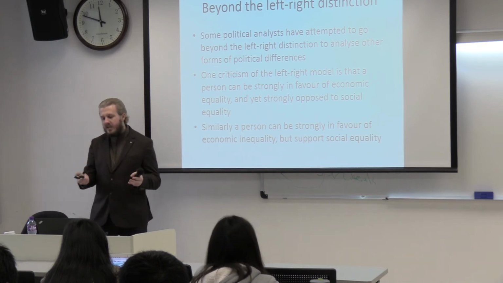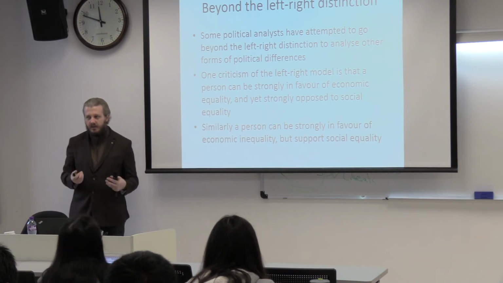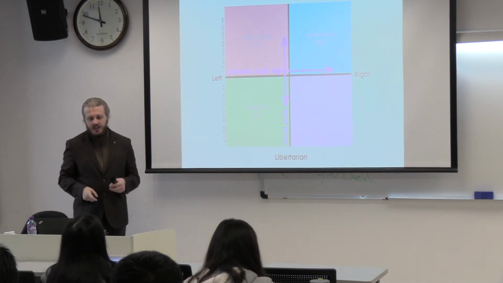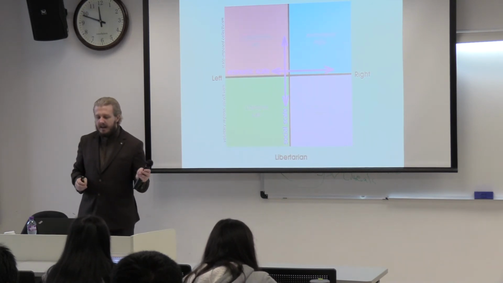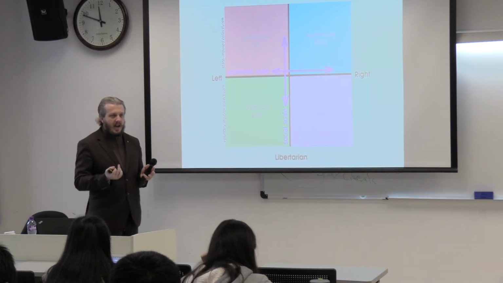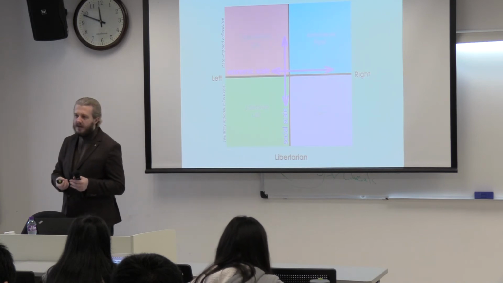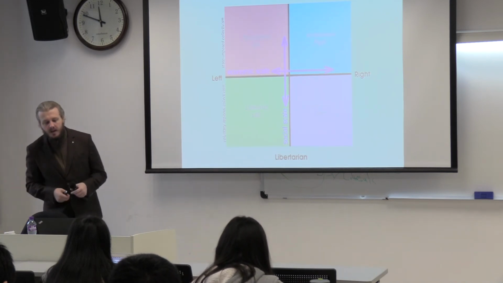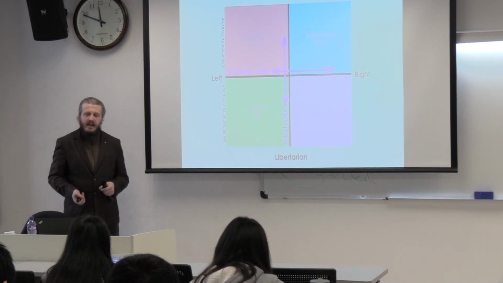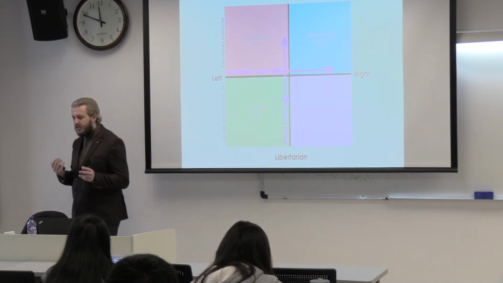Now, how do we capture these differences in this left-right distinction? Well, we can't really do it. So we follow something like a Cartesian diagram where on the left to right spectrum, we measure a person's commitment to economic equality, where left means economically equal and right means economically unequal. And on the top to bottom we have authoritarian or libertarian. That spectrum captures the extent to which a person believes in social equality.